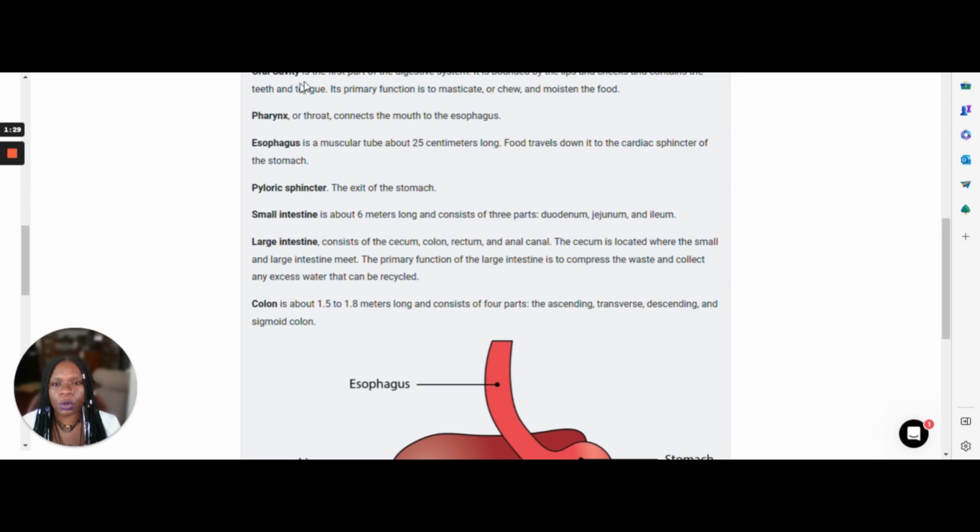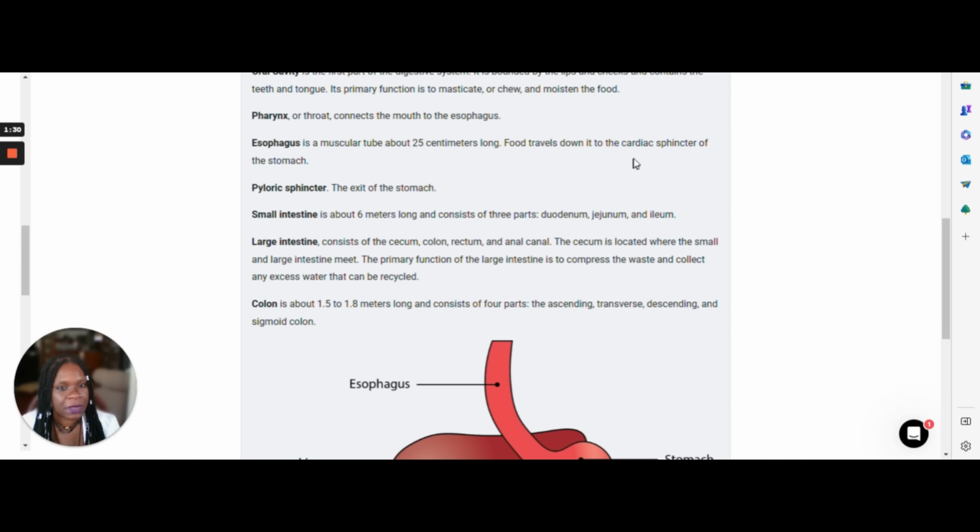You've got the oral cavity, which is the first part of the digestive system. It is bounded by the lips and cheeks and contains the teeth and tongue, and its primary function is to masticate or chew and moisten the food with the saliva. That saliva begins the digestive process. The pharynx or the throat connects the mouth to the esophagus, and the esophagus is a muscular tube that's about 25 centimeters long.